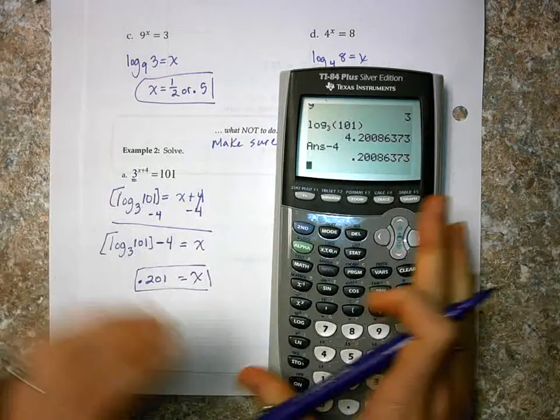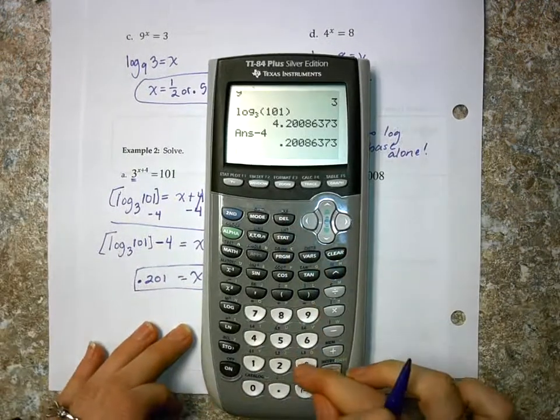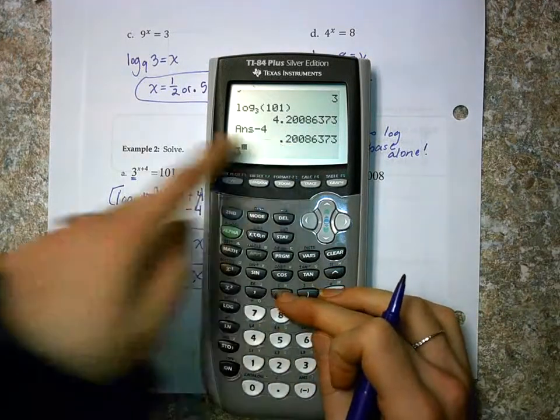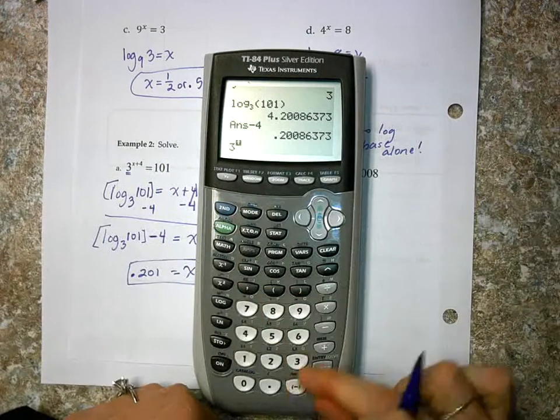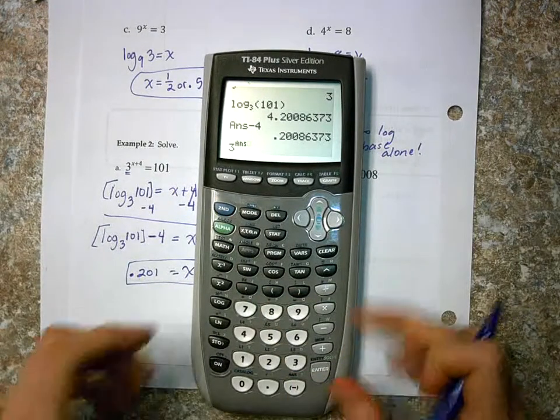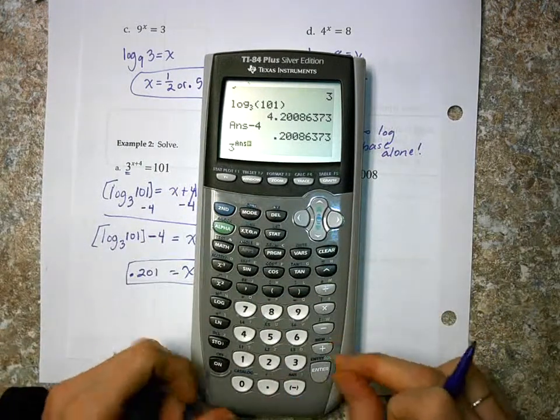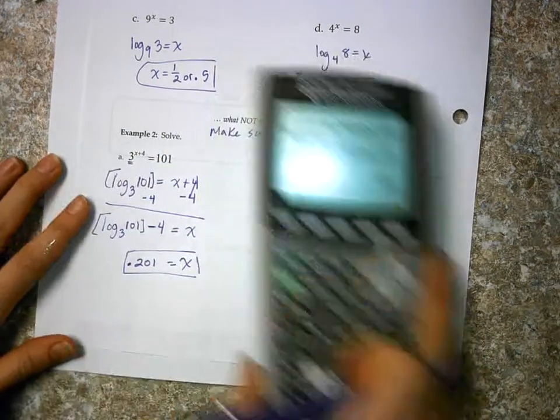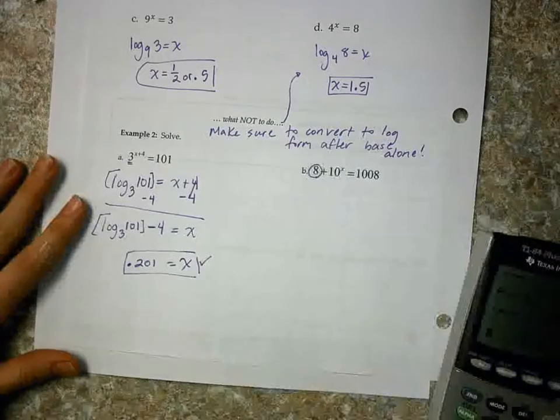And before I box my answer, I should check it. So let's see, is 3 raised to the power of that value for x? I'm going to take that answer from the previous line, plus 4. Is that really 101? Yes, it is. So I check it off, and I have that.